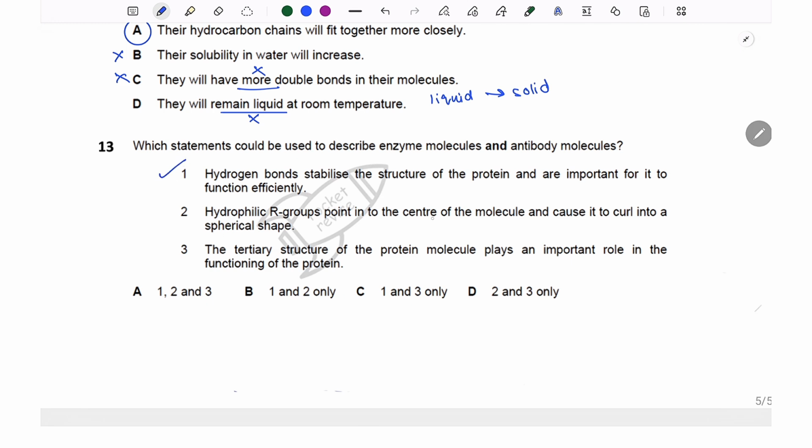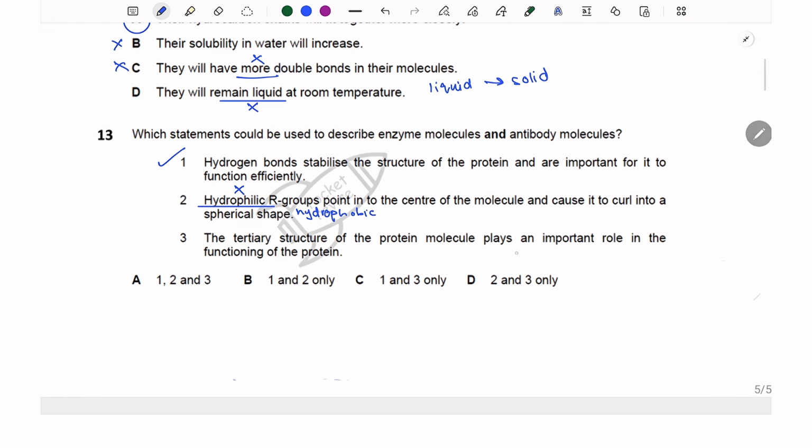Hydrophilic R groups point to the center of the molecule and cause it to curl into a spherical shape. So hydrophilic will never point to the center. Hydrophilic are on the outside facing outwards, and it's the hydrophobic that would be inside pointing at the center. Number 3, the tertiary structure of the protein molecule plays an important role in the function of the protein. You know that because as the tertiary structure changes, the 3D shape changes, and then the function is going to be affected by that. So it's 1 and 3. C is our answer.